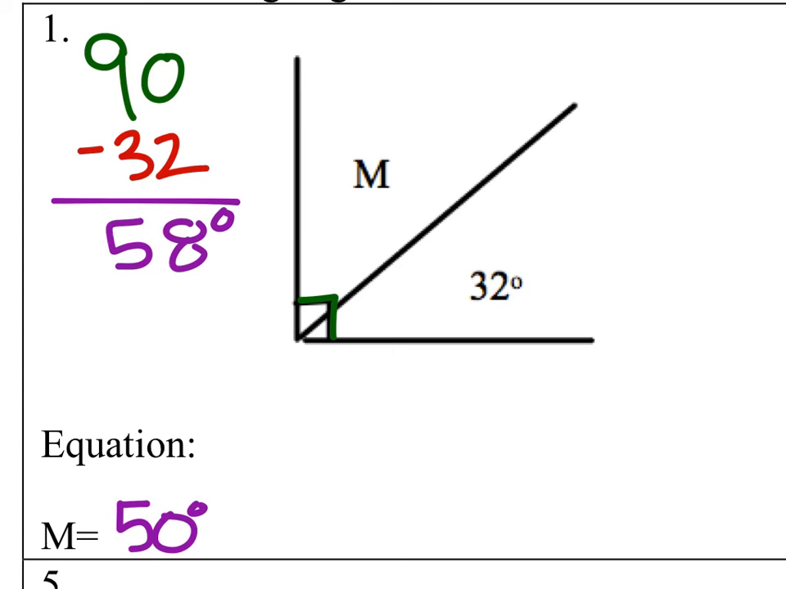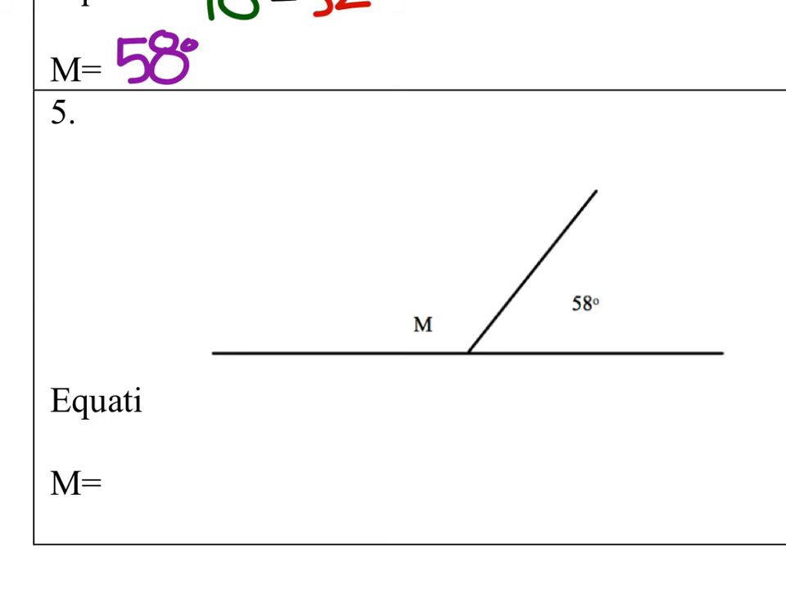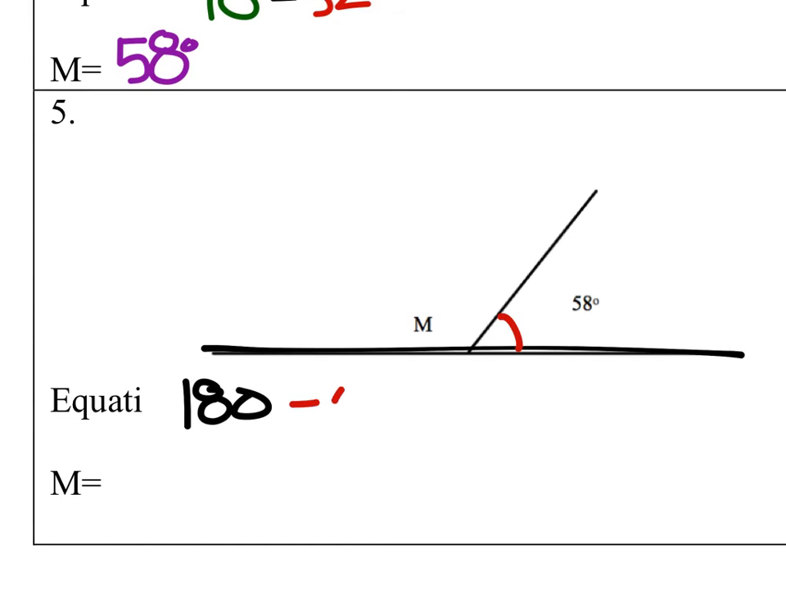The equation, though, would be 90 minus the 32. Not 50, 58. All right, on number 5, these ones are supplementary because we have our straight line right here. So that means it's going to be a total of 180 degrees. But again, one of these angles is shown as 58 degrees, so we're going to subtract 58 degrees to get the value of M. So 180 minus 58, 122 degrees.